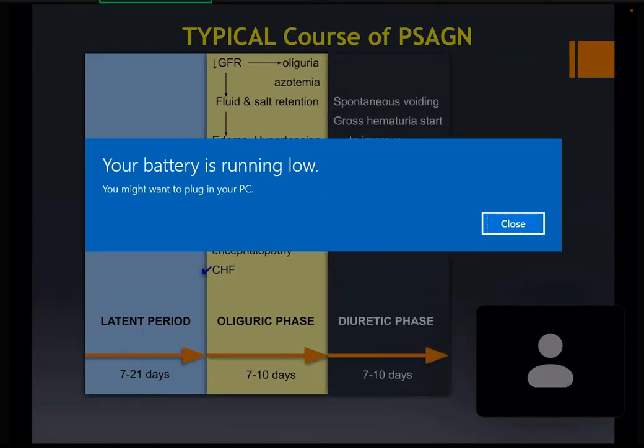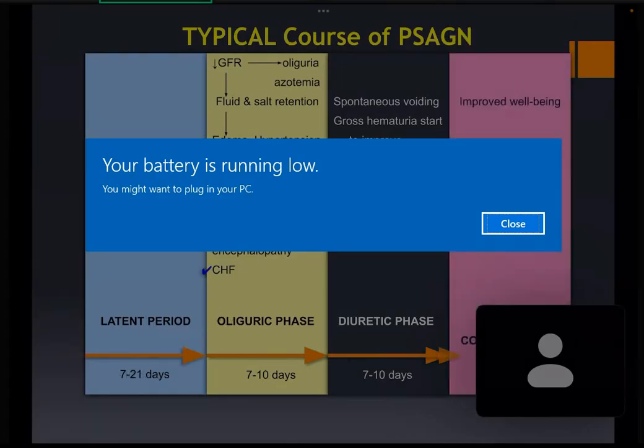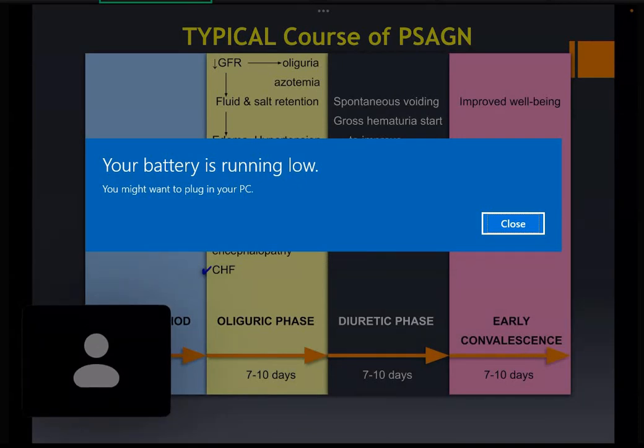However, at some point, when the patient has already recovered from the oliguric phase, here comes the diuretic phase, when the patient voids spontaneously, the hematuria will start to improve and the BP normalizes. So at around the second to third week from the onset of the oliguric phase, the patient's general well-being improves. It's like no storm happened in his life. So that's how it is.